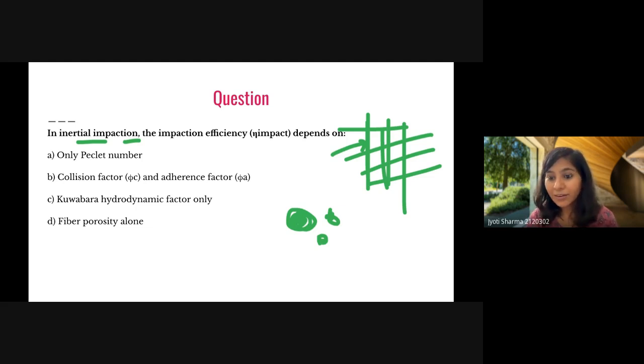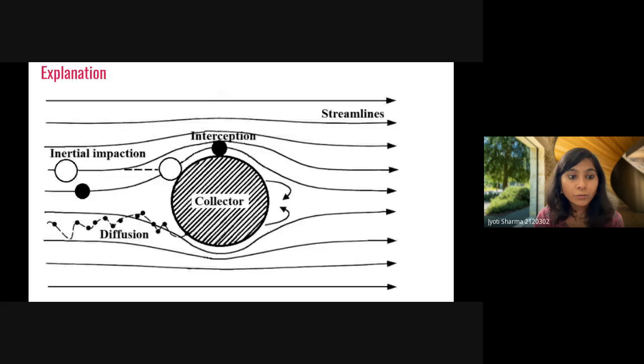I think here we have some new terminologies, so I will not expect that you will give me the right answer. Venkateshwara gave me C, but the answer is collision factor and adherence factor. Yes, Priscilla gave me the right one. And let me show you how.